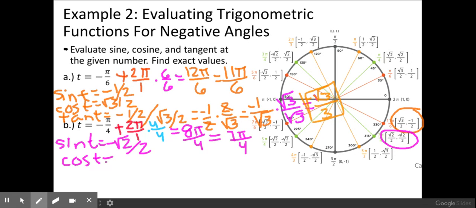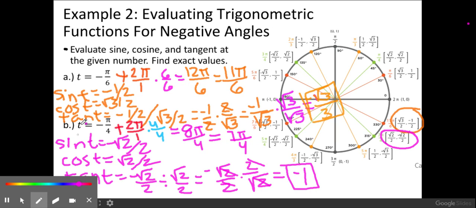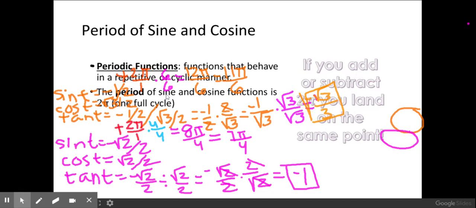Cosine of t equals the x value, which is positive square root 2 over 2. Tangent of t equals negative square root 2 over 2 divided by square root 2 over 2, which is the same thing as negative square root 2 over 2 times 2 over square root 2. Everything cancels, so we're left with -1. Keep in mind here, because it only said to evaluate sine, cosine, and tangent, we only do 3. We don't do all 6 like it was on the last example.